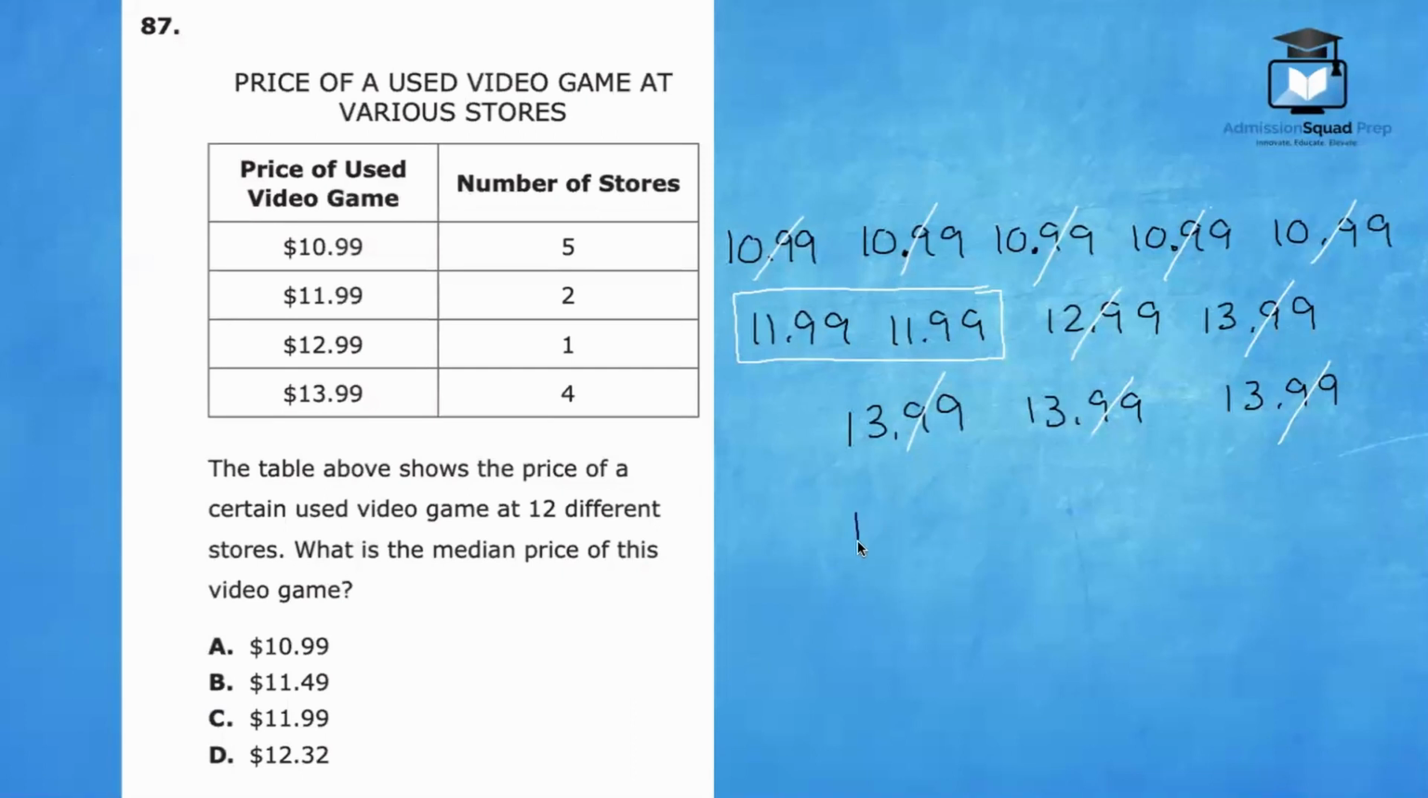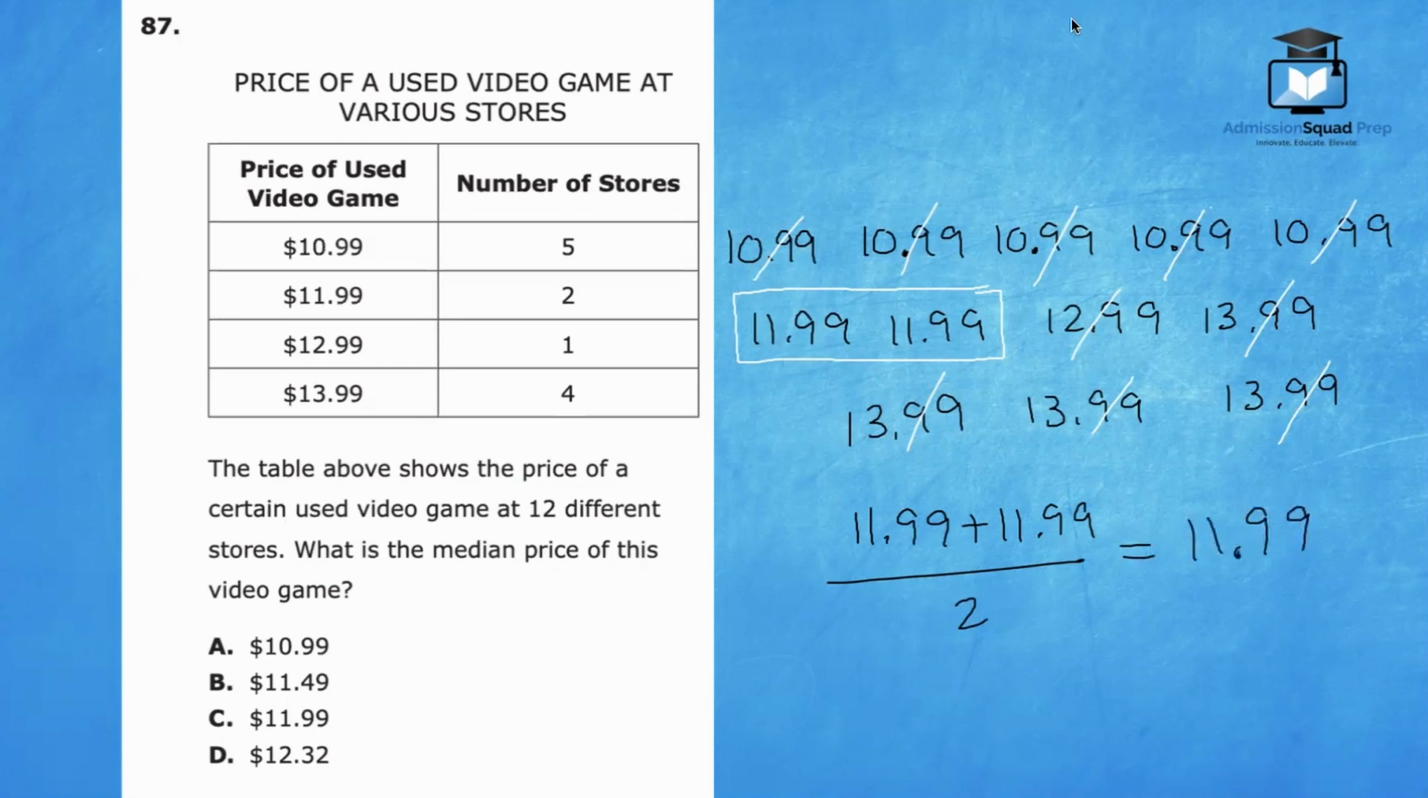So we will add these two numbers and divide by 2. So we have 1199 plus 1199 divided by 2. Of course, that's going to equal 1199. So the median of the data set is 1199. So C is the correct answer.